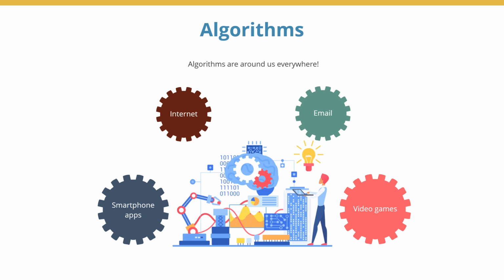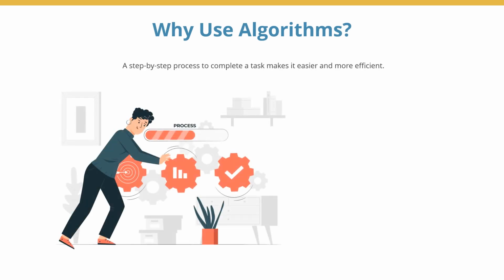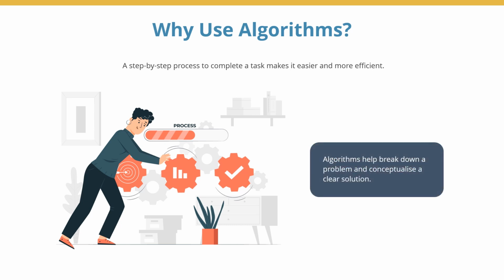Why use algorithms? Having a step-by-step process to complete a task makes it easier and more efficient, right? The importance of having this process set comes to fore when it needs to be repeated over time. Algorithms help break down a problem to conceptualizing a clear solution.